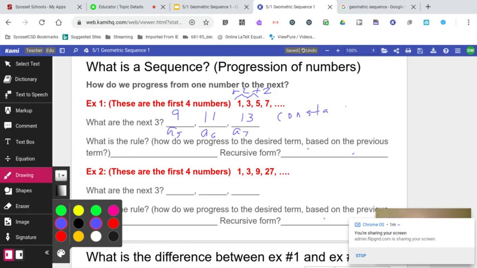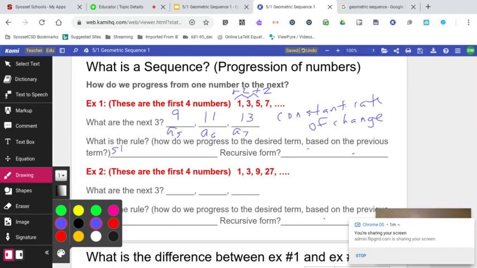It looks very much like a linear function. It's discrete, so it's not connected, but if I was to connect them and put arrows, it would look just like a linear function. So what is the rule?